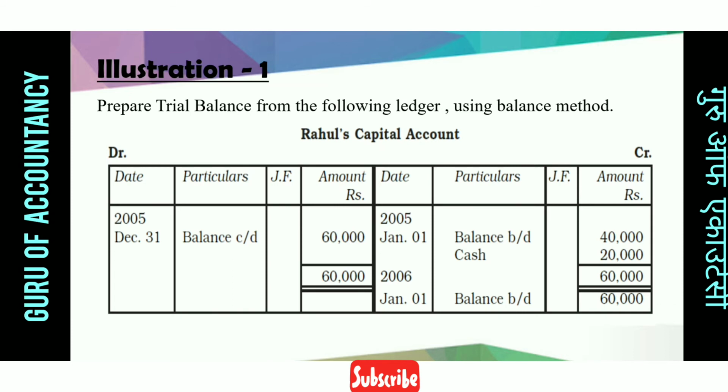Let us take one illustration. Prepare trial balance from following ledger using balance method. So here different accounts are given. See, the first is Rahul's capital account. Totaling is done and balance is found. You can see at last balance is 60,000. This is a capital account balance and it has credit balance.